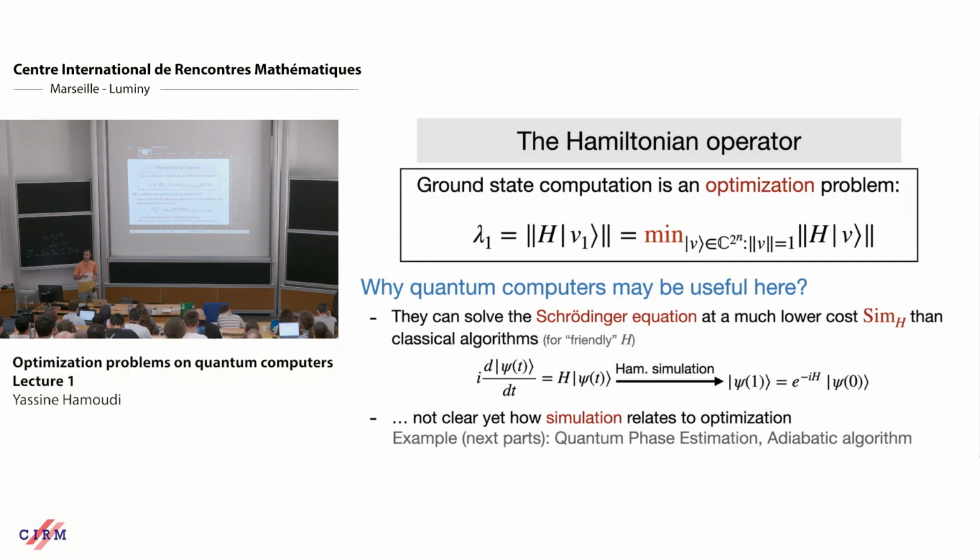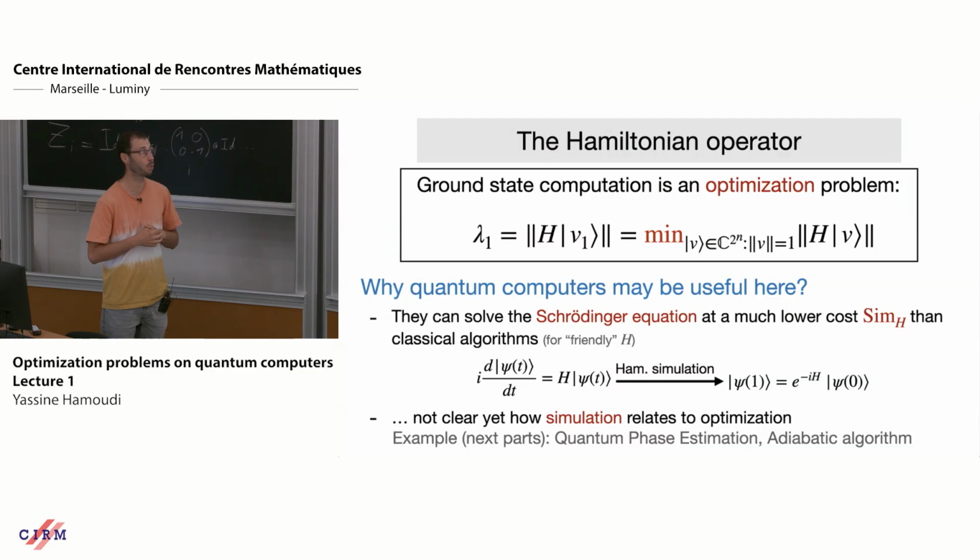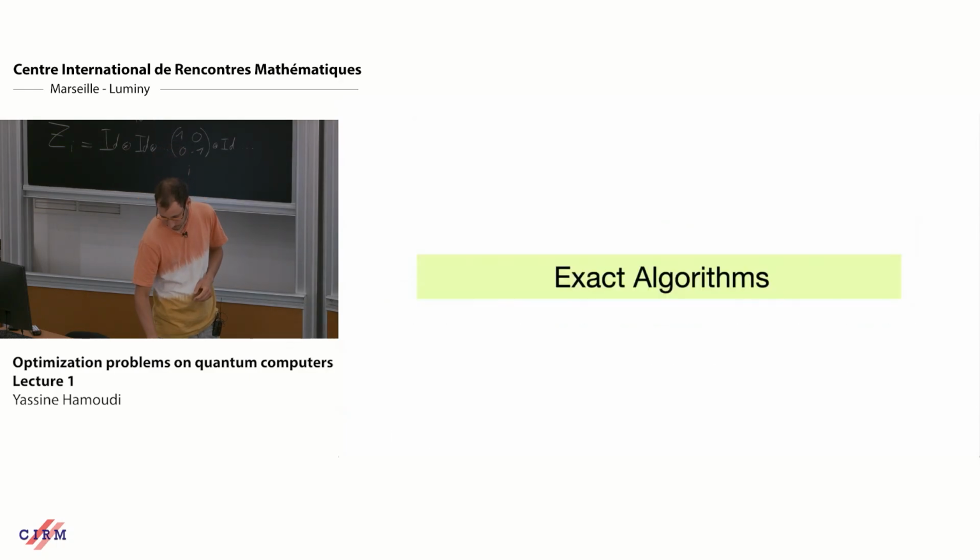Of course, simulation is nice, but you may ask, what is the connection with optimization? We know how to simulate H, but what does it say about computing the ground state? How to connect the two tasks? The next part is going to be exactly about answering that question, connecting simulation with optimization. For that, we'll look at 2 optimization algorithms. One is quantum phase estimation, and the second one is the adiabatic algorithm. Okay, is there any question before I move to the next section?